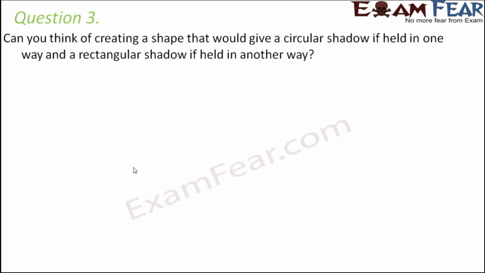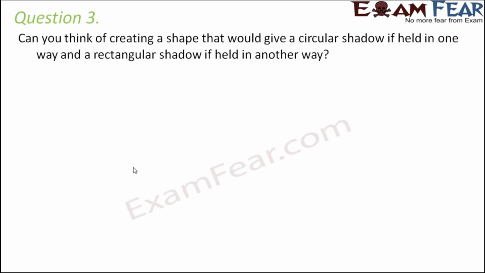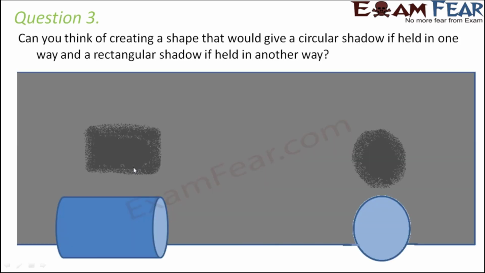Question number 3. Can you think of creating a shape that would give a circular shadow if held in one way and a rectangular shadow if held in another way? So let's think of the example of a cylinder. So if you look at a cylinder, you have a circular face at one end and you have this rectangular face on the other. So if light falls on this face of the cylinder, the shadow that is formed is rectangular because this face of the cylinder doesn't allow light to pass through it. So you get a rectangular shadow here.